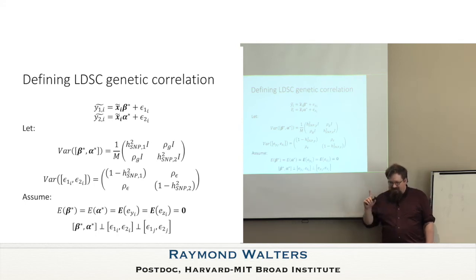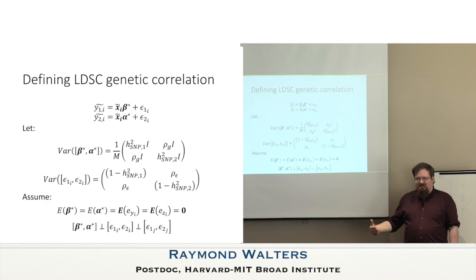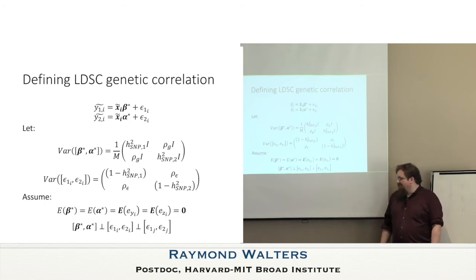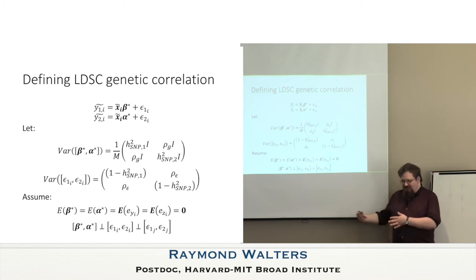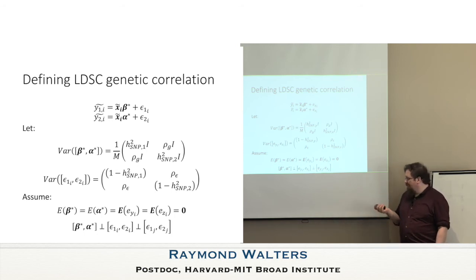But we're going to make a set of assumptions that essentially extends the same assumptions we've made in the single trait case, where we've got expectations of 0 and no correlation other than the correlations that we've stated up here. So again, our genetic effect sizes, the conditional effect sizes, are independent of the error terms. The error terms in those residual terms are independent other than the way that they've been specified up here.